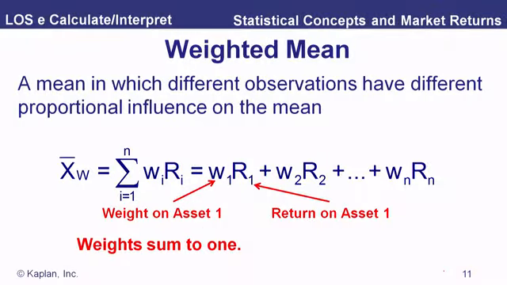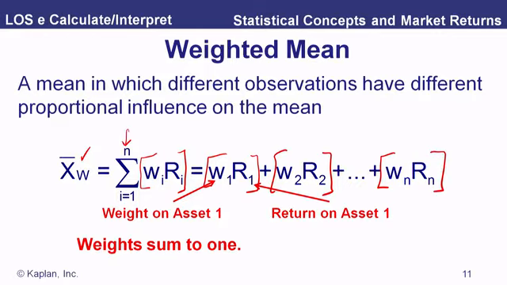Now looking at the symbols here, the weighted mean is the sum over all i's of the weight on return i. So i is 1, i is 2, out to i is n, as we've indicated here. And we just need to know those weights. Now those weights sum to 1, just like our 0.2, 0.2, and 0.2 for our 5 fund returns would sum to 1.